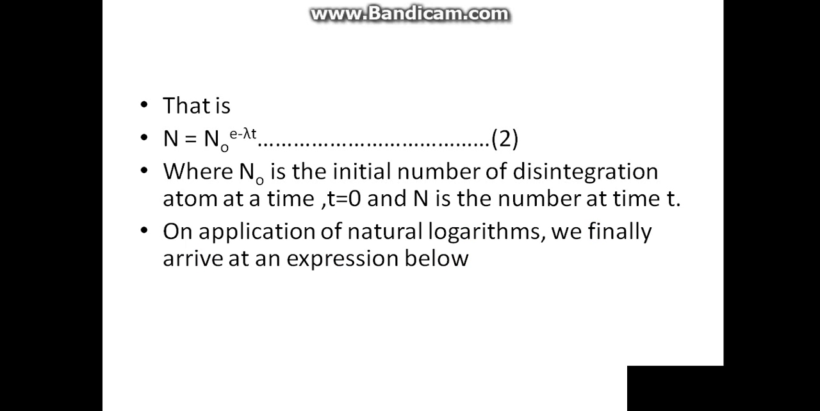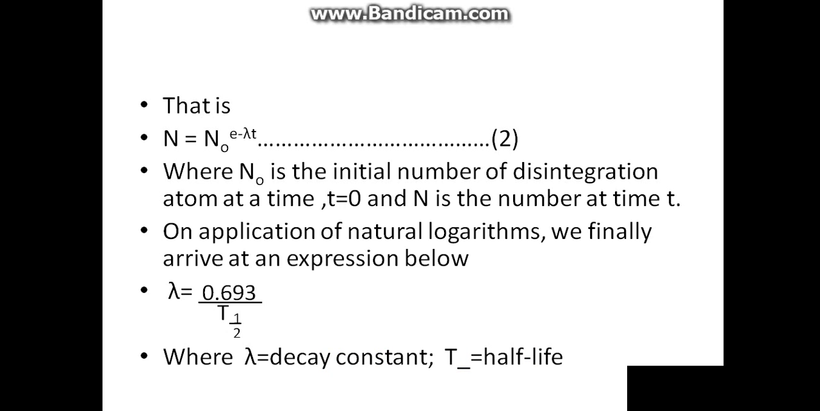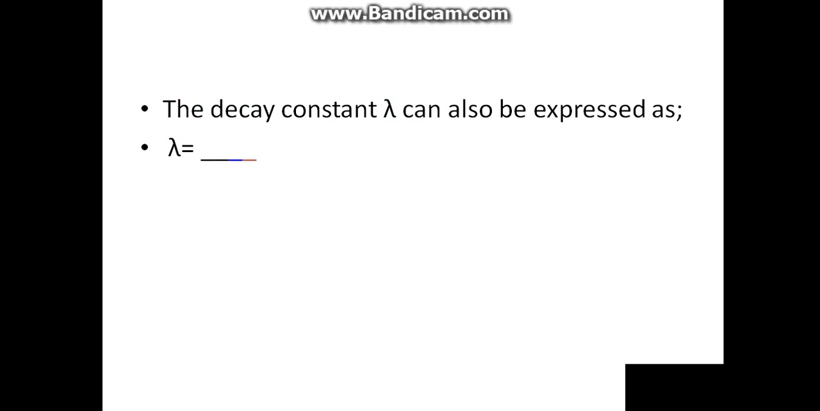On application of natural logarithm, we finally arrive at an expression below. Lambda is equal to 0.693 all over t half, where lambda is decay constant and t half is the half-life. The decay constant lambda can also be expressed as lambda equal to 2.303 over t times log N naught over N, which is equation 4.